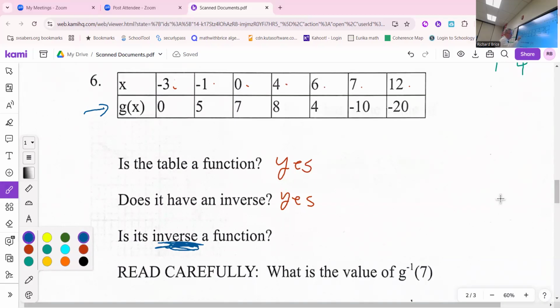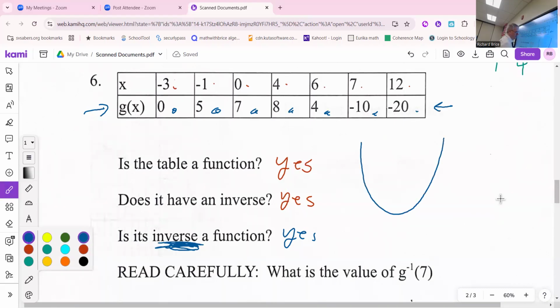Just like before, do these numbers repeat? In this case, they do not repeat. The y's do not repeat, which are the new x's. So they don't repeat. So the answer is yes, because for every one in this line, there is only one answer there.